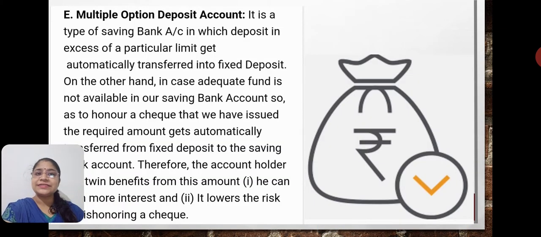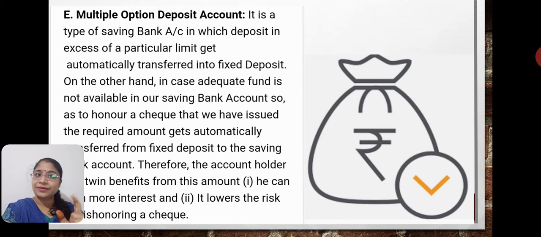Let us see multi-option deposit account. This is very interesting. Here there are two types of account, or we can say twin account. Here the saving account is opened, and the deposit in excess of a particular limit gets automatically transferred to a fixed deposit account.